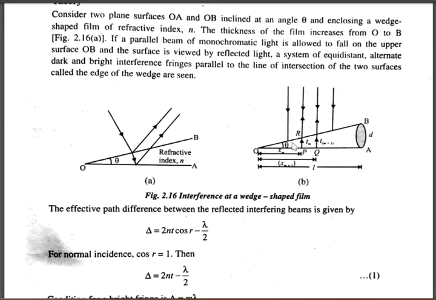Here theta is the angle of inclination between the two glass plates, and say P and Q are two points. Point P is at a distance xn from point O, and point Q is at a distance xn+1. Q may be the position of the (n+1)th bright fringe, and P is the position of the nth bright fringe from point O. Say L is the length of the air wedge, and D is the maximum thickness of the film at the end B.